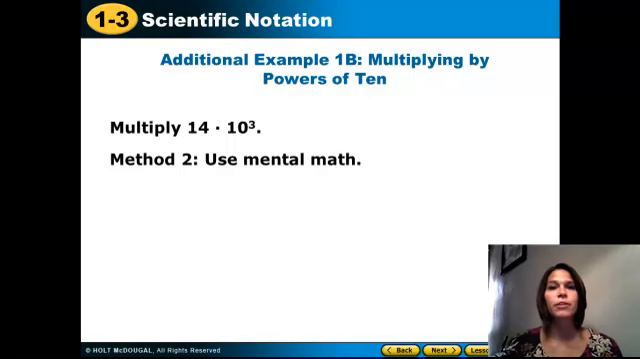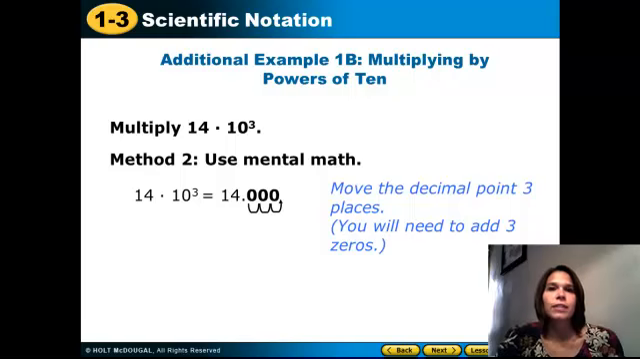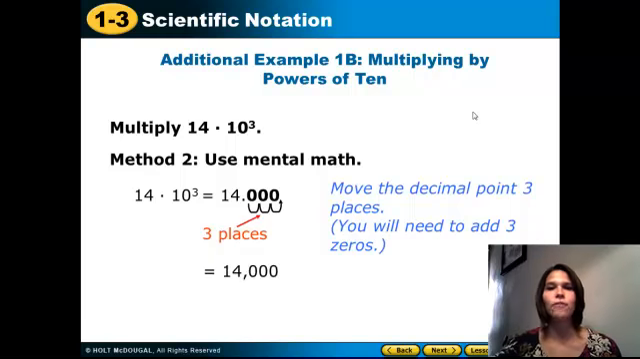The second method, I'm going to use mental math. 14 times 10 to the third. It's the same problem. Move the decimal point 3 places. The decimal moves with the exponent associated with the 10. So there's a decimal on 14. It just exists right here after the 14. We don't normally write it with just a whole number, but it's there. So if I add that decimal place to it and move it 3 places, for the 3 zeros in the exponent, I'm going to get the same answer of 14,000.